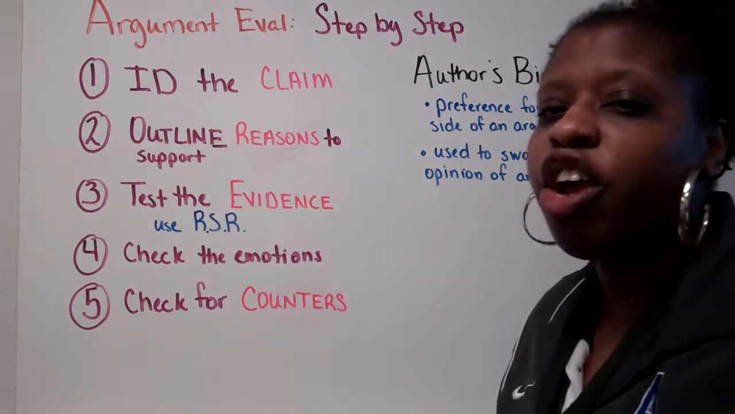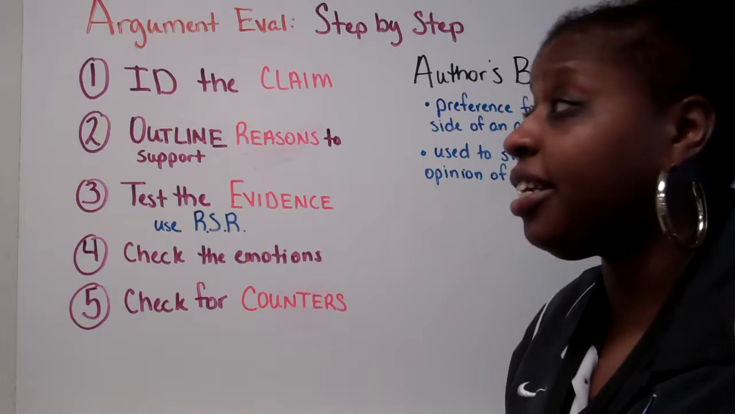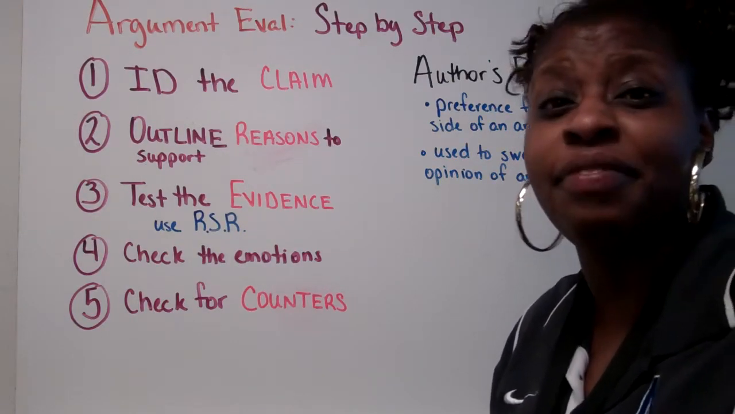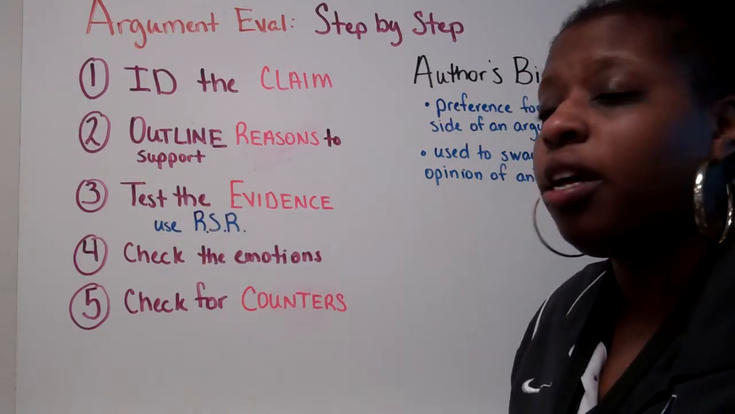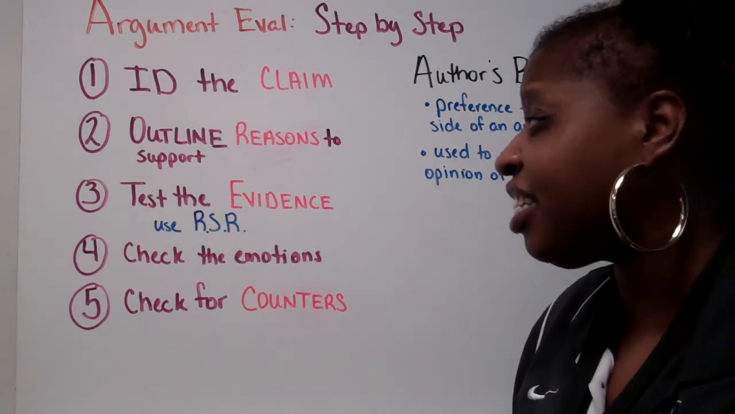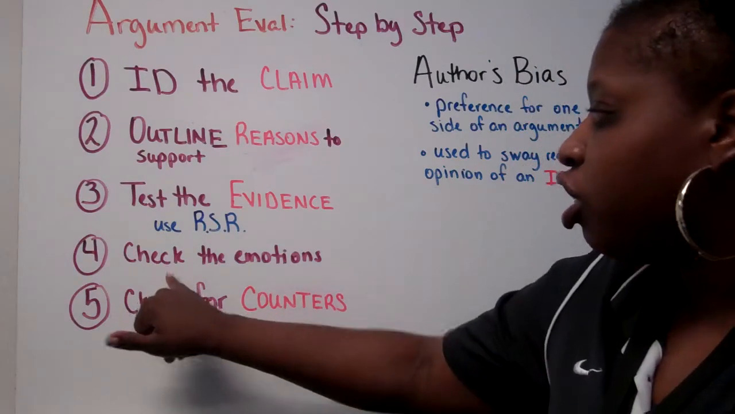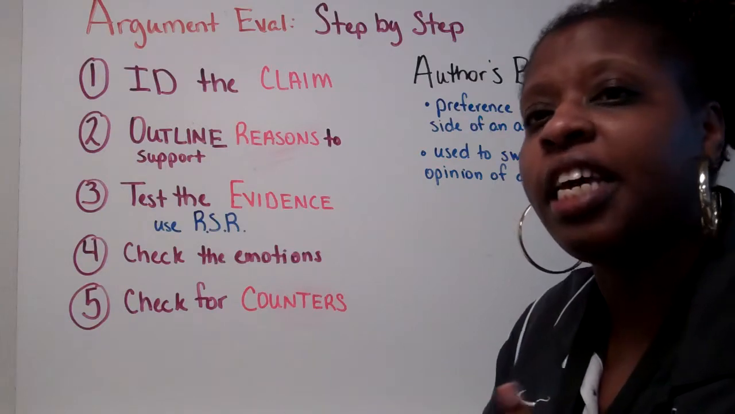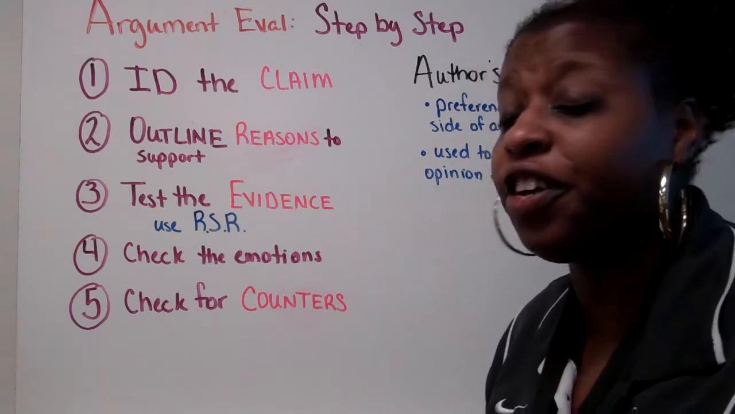So, argument evaluation step by step. Step 1, you want to ID the claim. You can typically do that through the first sentence of the first paragraph and even the title. Outline the reasons that support that claim. Test the evidence. Use RSR. Is it relevant? Is it reasonable? Is it sufficient? Check the emotions. What means of persuasion, logos, ethos, and pathos, is the author using, and are they sufficient?